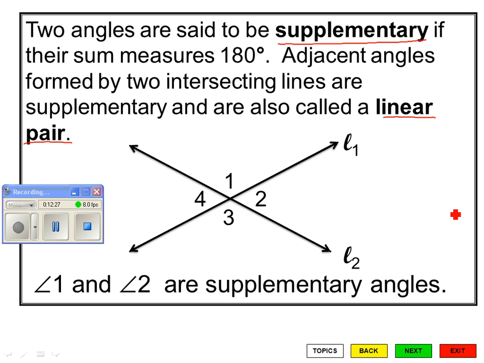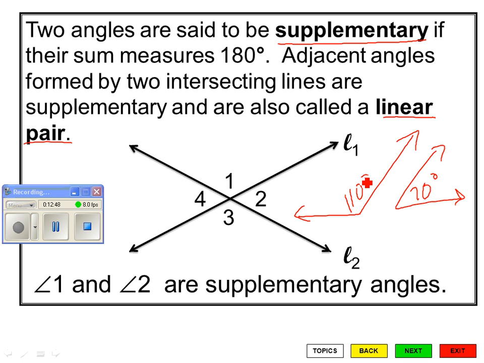If I give you this angle and I tell you this angle is 70 degrees, I give you another angle that's completely separate from it, and I tell you it's 110, those two angles are still supplementary to each other because they add up to be 180 degrees.